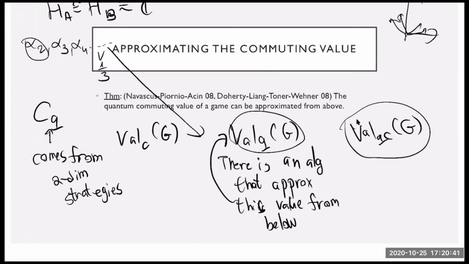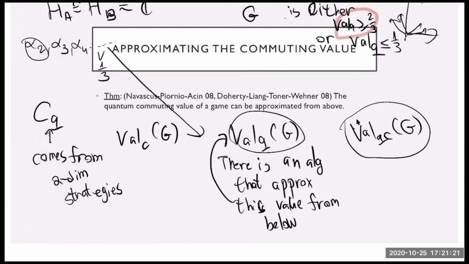But the only thing I wanted to say here is that I'm telling you that you have a game, and either val_Q is larger than 2/3 or val_Q is smaller than 1/3. If I give you such a game, there is an algorithm that, at least in the first case, will stop and say, aha, this is true. It's greater or equal to 2/3.